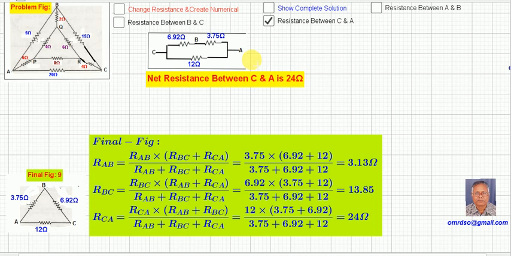One thing which is very essential: before solving this question you must know how to convert star into delta or delta into star. If you do not know this, please tell me. I will send the link.